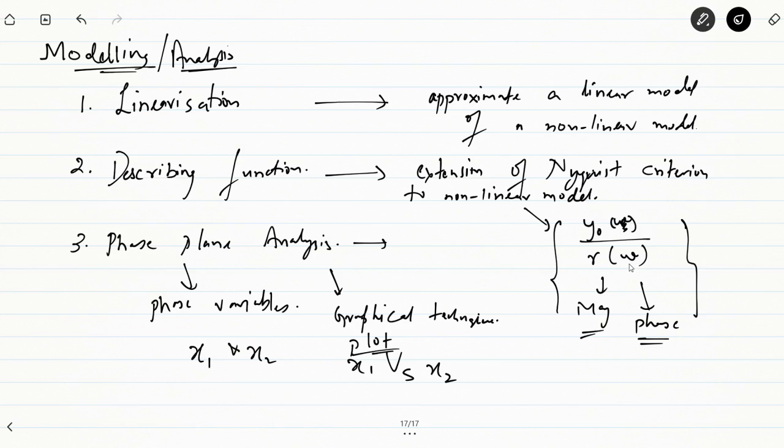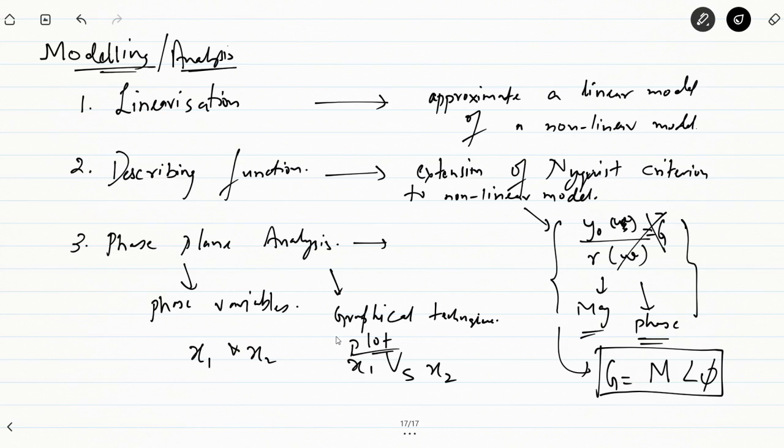and obtain the magnitude and phase from that mathematical equation, and from those we can analyze the behavior of the system. From here we will get an equation, that will be the magnitude and angle plot. Okay, this will not be the describing function. This magnitude and angle, when we put it in a mathematical form, this will be the describing function of that particular system. It's simply an extension of the Nyquist criterion to the nonlinear model.